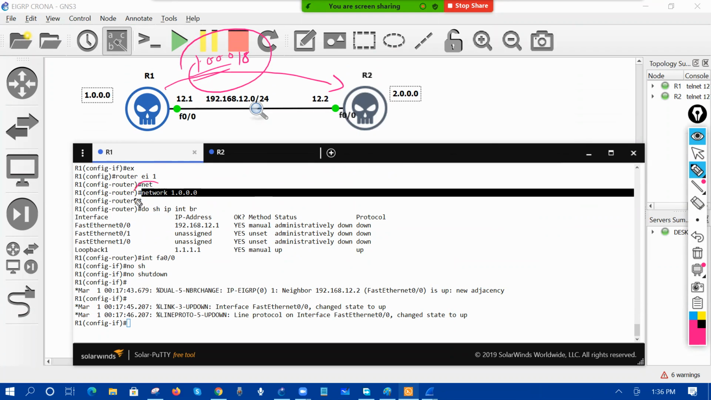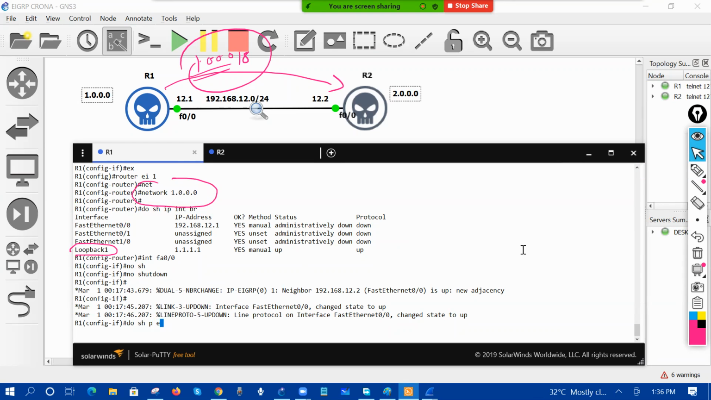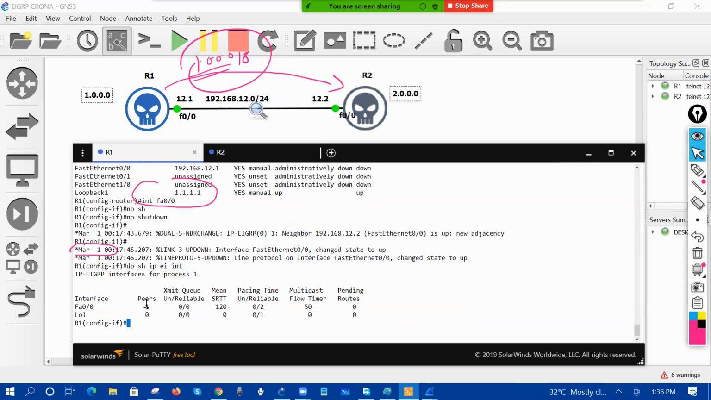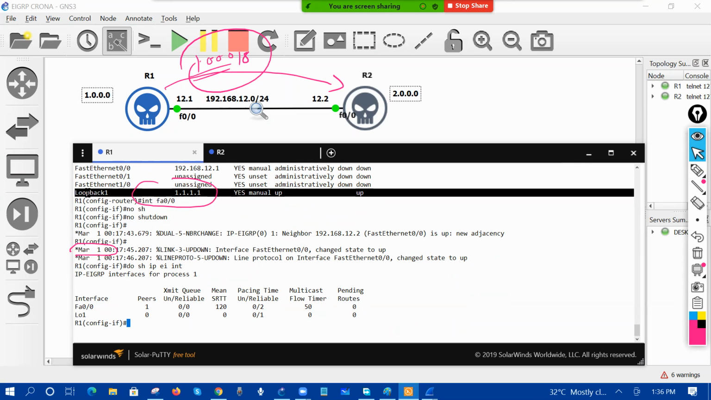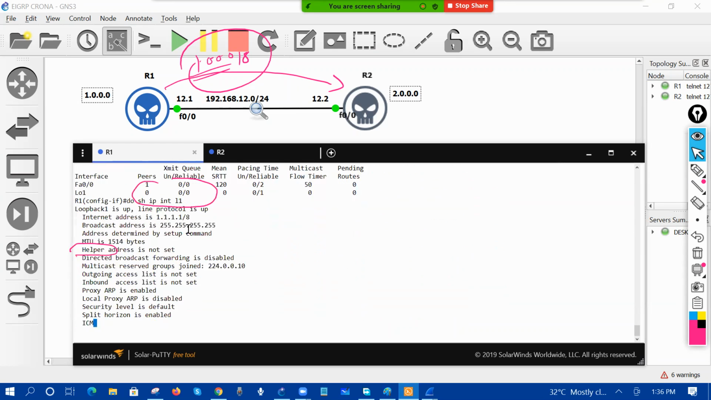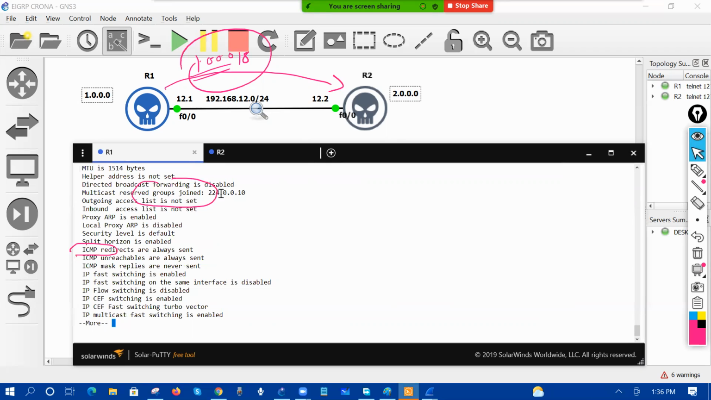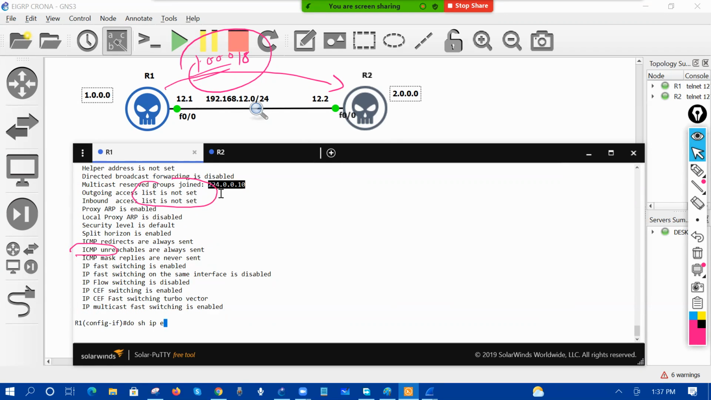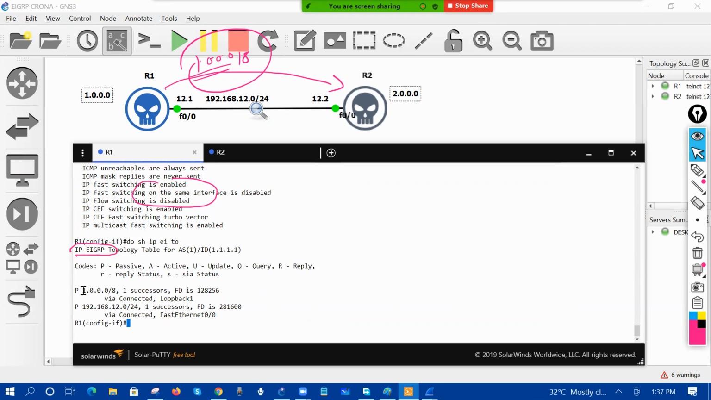So what is the use of the network statement over there? This interface will be enabled in EIGRP, which interface? Loopback number 1. It joins the multicast group, the router will advertise this information, and at the same time it puts this information in the topology table. All these four things will happen. If you go back to R1 and do show ip eigrp interface, this interface, loopback 1, is enabled in EIGRP. Then do show ip interface loopback 1: it has joined the multicast group 224.0.0.10. At the same time, do show ip eigrp topology. I do have this information in my topology table.